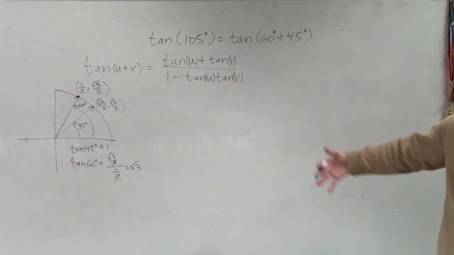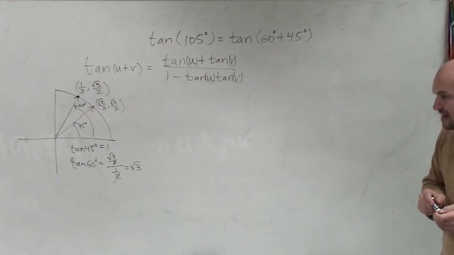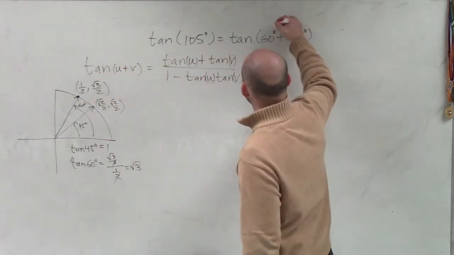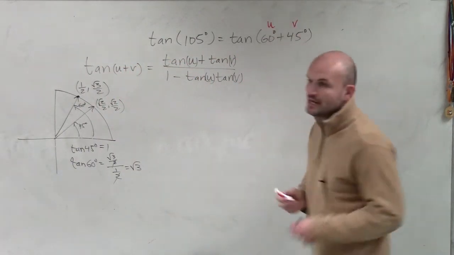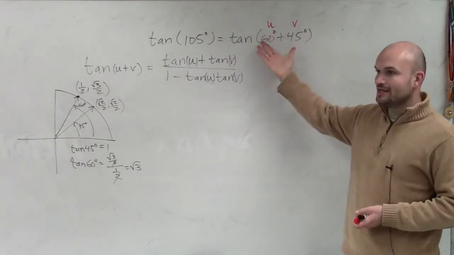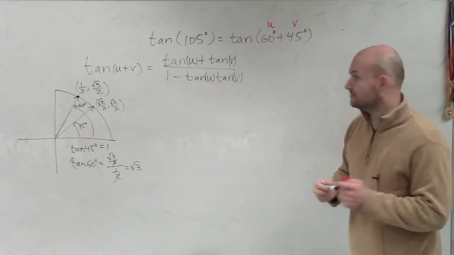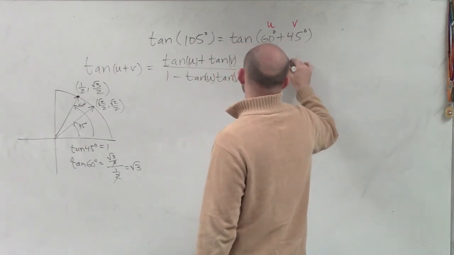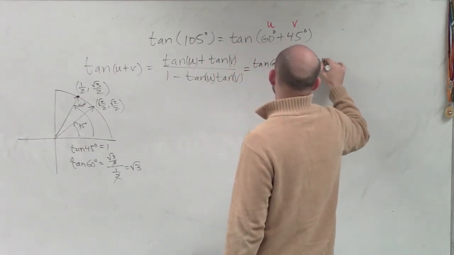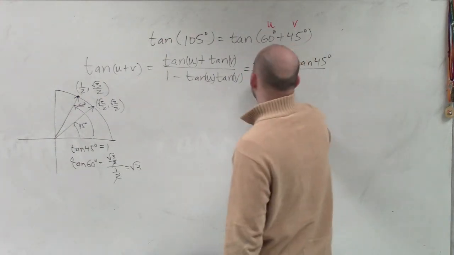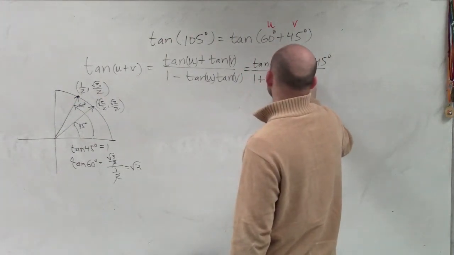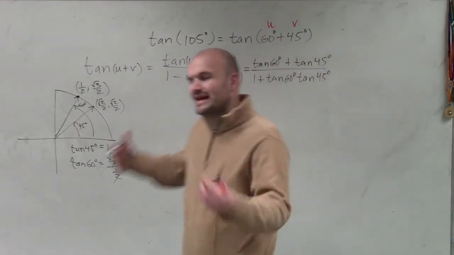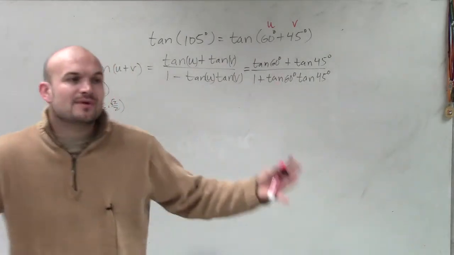Now, I'm going to show you this next step. You do not have to do this. But as you are getting used to doing these types of problems, I recommend doing it. Label your two angles, u and v. Then plug your angles u and v into your equation. So therefore, I'd have tangent of 60 degrees plus the tangent of 45 degrees divided by 1 plus the tangent of 60 degrees times the tangent of 45 degrees. All right? This is very helpful to remind yourself, oh, yeah, that's what I need to do.